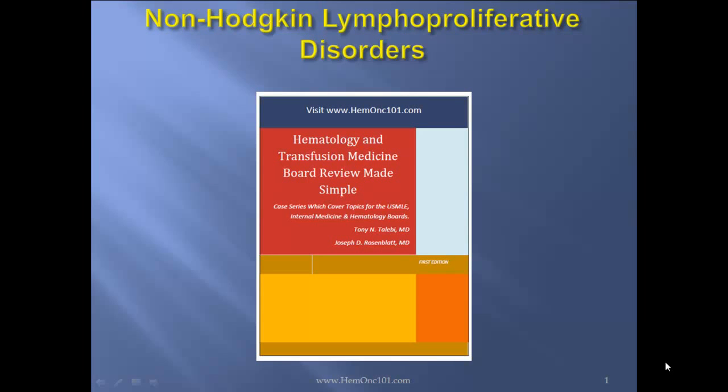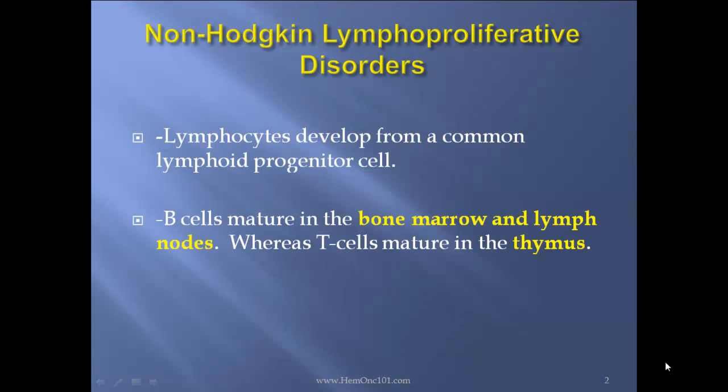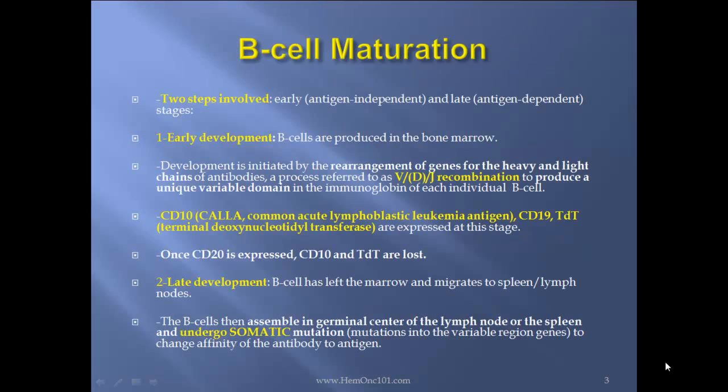This is Dr. Tony Talebi, and this lecture pertains to the Non-Hodgkin's Lymphoproliferative Disorders of Hematology and Transfusion Medicine Board Review Made Simple. Lymphocytes develop from a common lymphoid progenitor cell. B cells mature in the bone marrow and lymph nodes, whereas T cells mature in the thymus. B cell maturation involves 2 steps: early antigen-independent and late antigen-dependent stages.